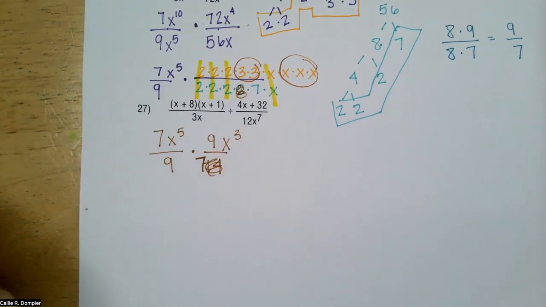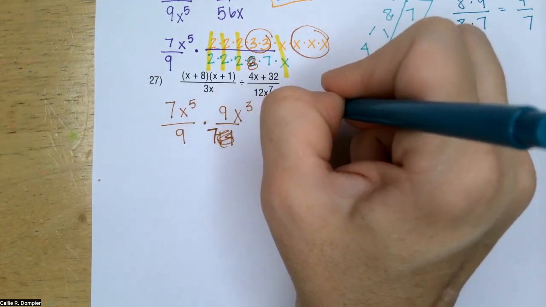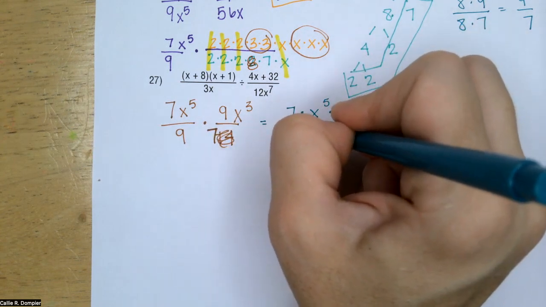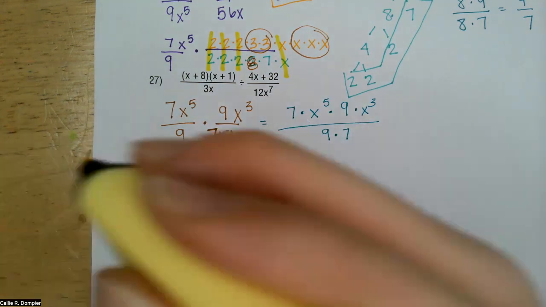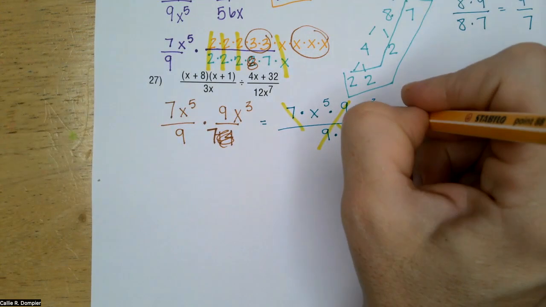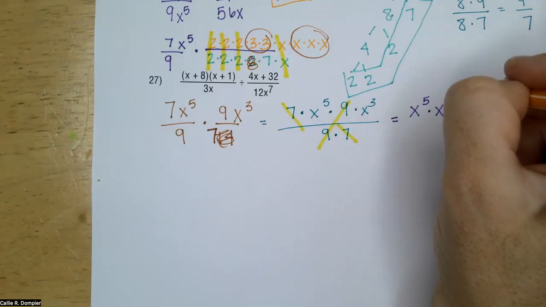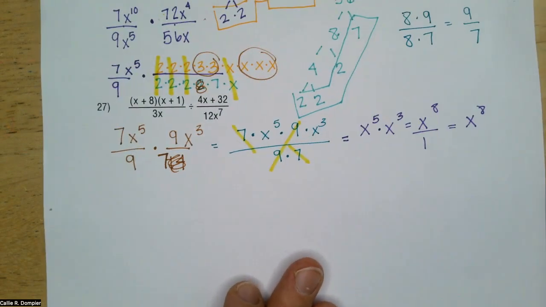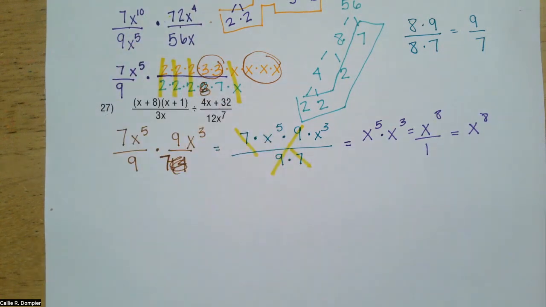Good. So it's 7 times x to the 5th times 9 times x to the 3rd over 9 times 7. But that's nice because now we have a 9 and a 9 and a 7 and a 7, and we just cancel them. So I know I made it look complicated, and I apologize, but it did make it easier in the end. So that's just x to the 5th times x to the 3rd, which is x to the 8th. It's over 1, so it's just itself. Good. So go ahead and simplify it beforehand or put it all together like we had been doing previously.